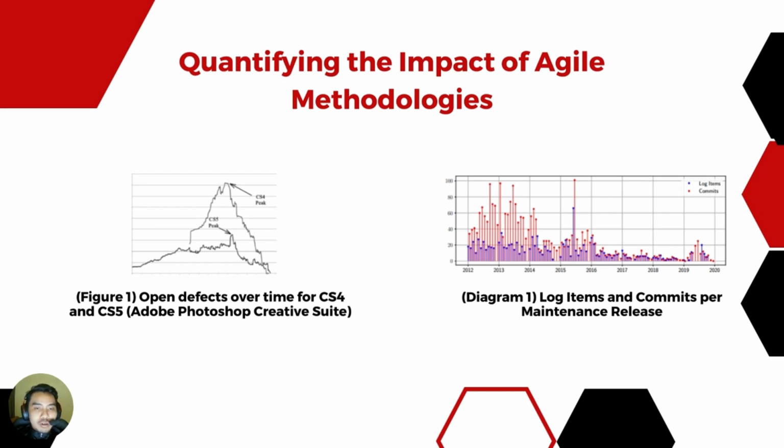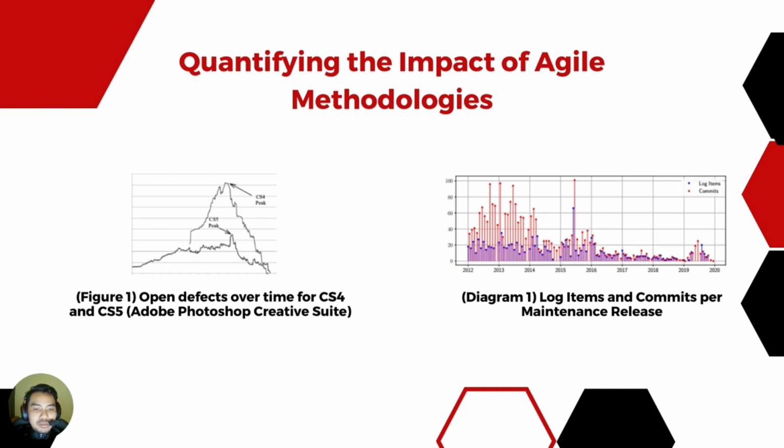Quantifying the impact of Agile methodologies. For figure 1, the figures show a notable decrease in the overall number of open defects over two development cycles, CS4 and CS5, after implementing Scrum. The decrease in open defects is interpreted as a positive outcome of adopting Scrum, indicating that the Agile approach has a beneficial impact on finding and fixing defects.